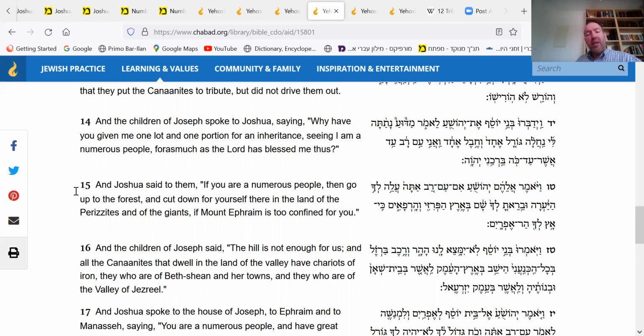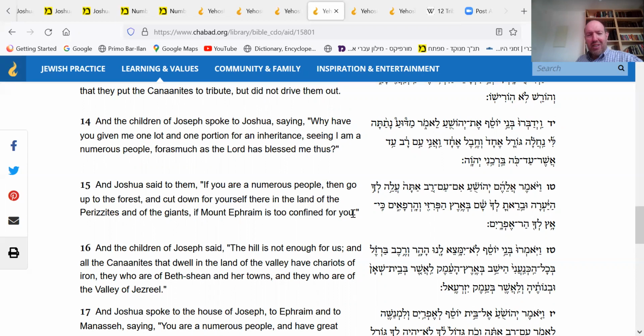And Joshua said to them, "If you are a numerous people, then go up to the forest and cut down for yourself there in the land of the Perizzites and of the giants, if Mount Ephraim is too confined for you." So he basically says, if you are limited, you don't have enough area to dwell, so go and try to cut down the forested area, so you'll have more area to dwell in. So he basically says, oh, there's more land available, you just have to make it inhabitable, and that requires work, but you have a lot of people, so get to work, right?